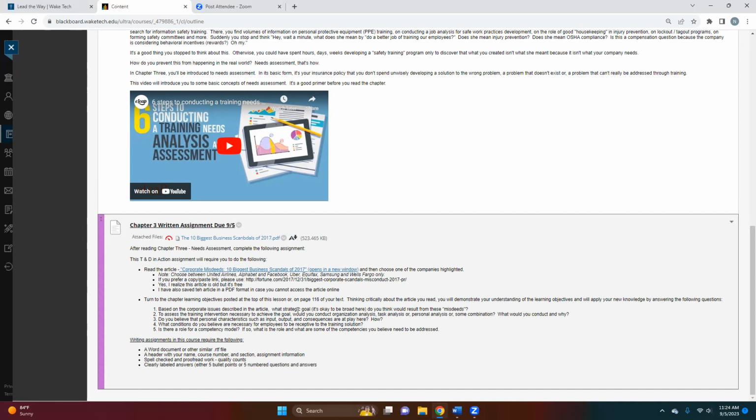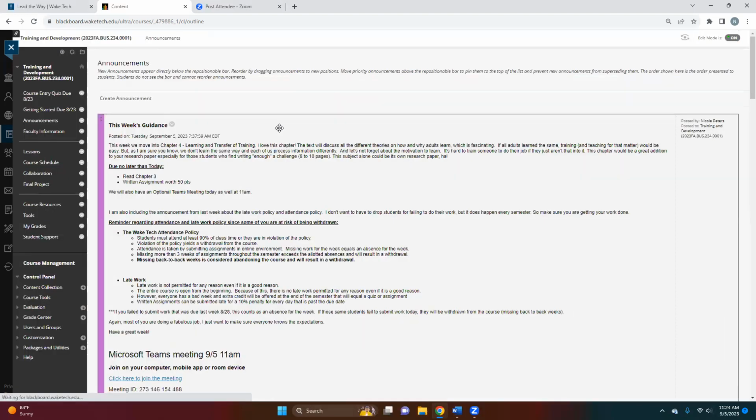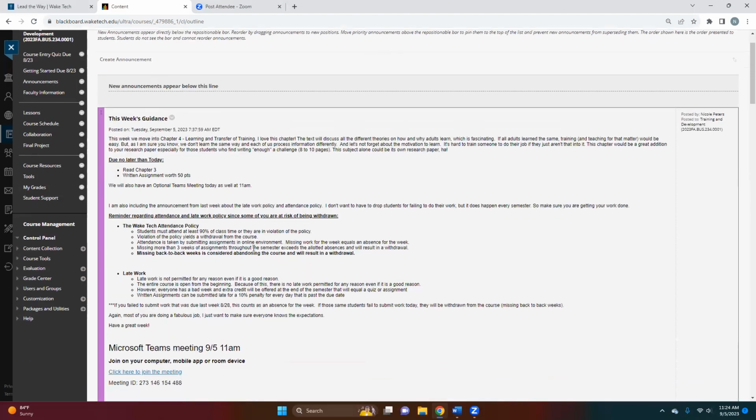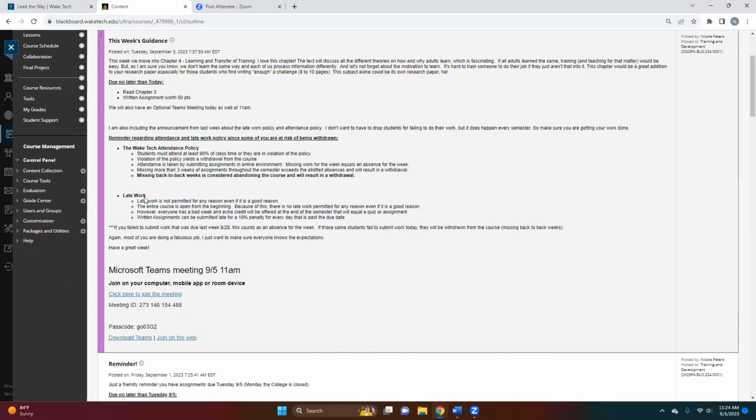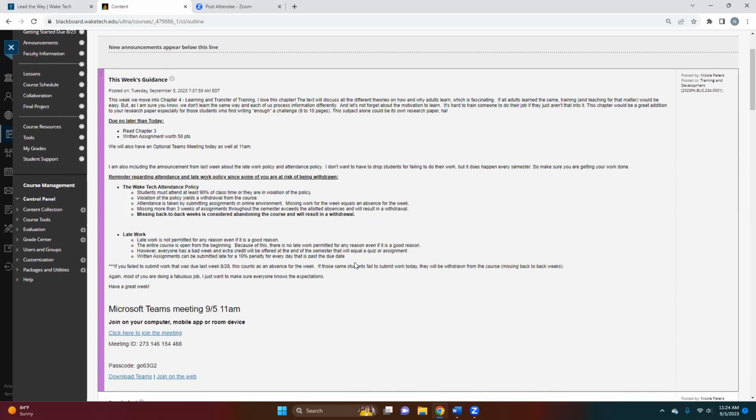So out of 1,000, is it make or break your grade if you don't get it in on time? Not necessarily, but these points do add up over time. So please make sure that you get that in timely. That would be helpful. Also, probably don't need to remind you that we do have an attendance policy and a late work policy. Please look that over. I sent out an announcement this morning. Please make sure you look that over as well. It has a lot of important information, especially when it comes time to being withdrawn from the course.